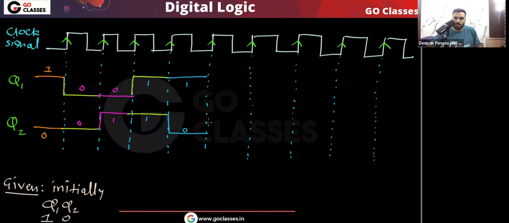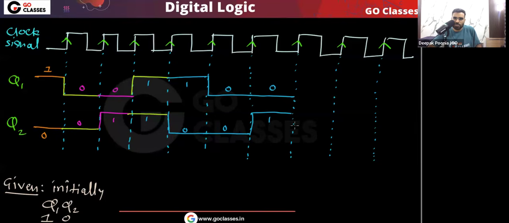Okay, now we have 1, 0. Now tell me from 1, 0, what is the next state? From 1, 0, the next state is 0, 0. Both will become 0, 0. Okay, from 0, 0, the next state is 0, 1. Correct. From 0, 0, the next state is 0, 1.